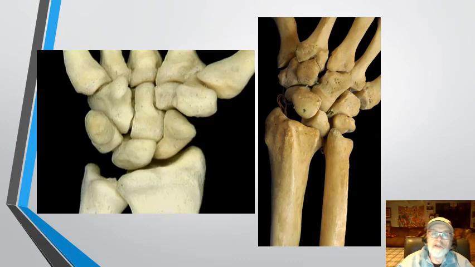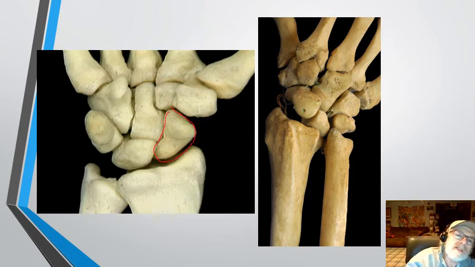Okay, let's just look at some of these. Here's my navicular, my scaphoid right there. Here is my lunate. Here's my capitate right there. Here's my hamate. You can actually see the hook, there's the hook right there. Here's the trapezium. Here's the trapezoid right there. Here's the triquetrum sitting on there. And then here's my good old friend, the pisiform, sitting right there.